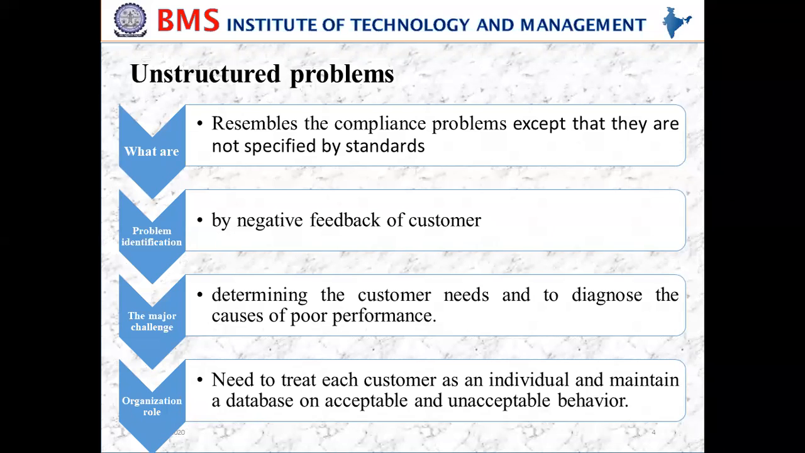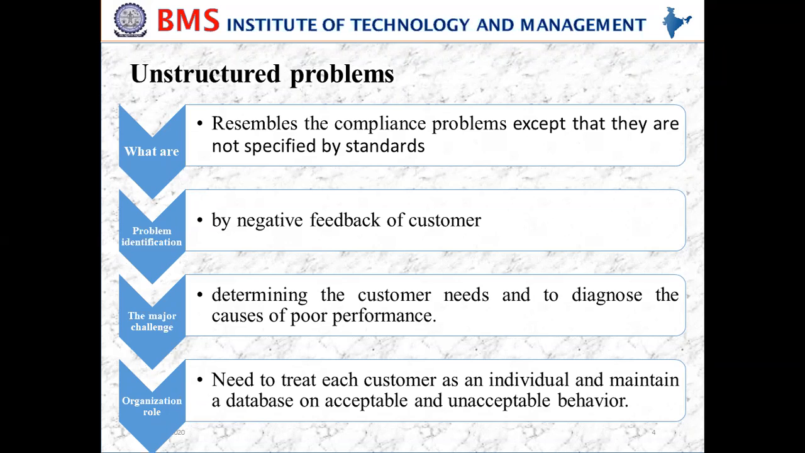How to do problem identification? It can be done by negative feedback from the customer. If the customer has given negative feedback on a particular process or product, then we can identify that it is an unstructured problem. What is the major challenge here? Determining the customer needs and diagnosing the causes of poor performance. Identifying the customer needs is a major challenge, and so is finding the causes of poor performance of the process or product.